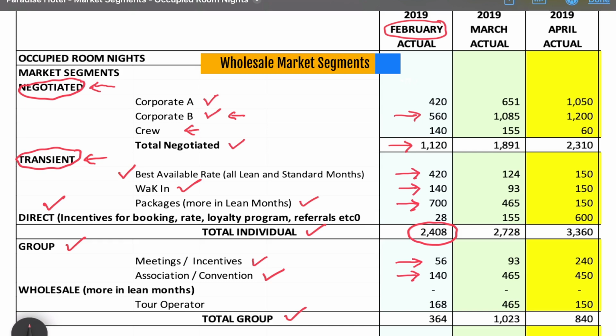The third category under group is known as the wholesale group. These are normally travel agents and tour operators who bring in smaller groups, and mostly this is again to boost the occupancy of the hotel, particularly in a lean month. And the one we are looking at, February, is a lean month. So the tour operators can contribute another 168 room nights.